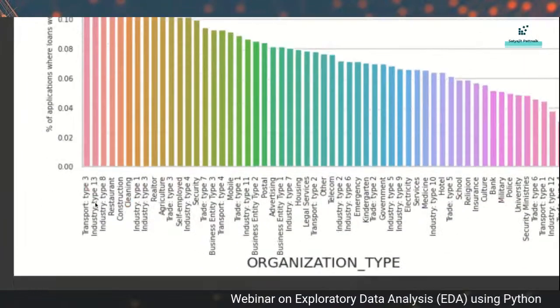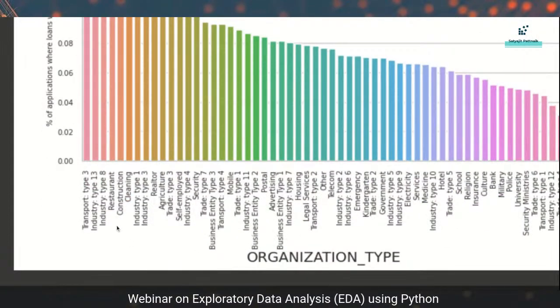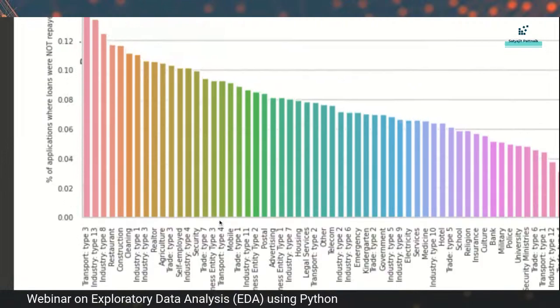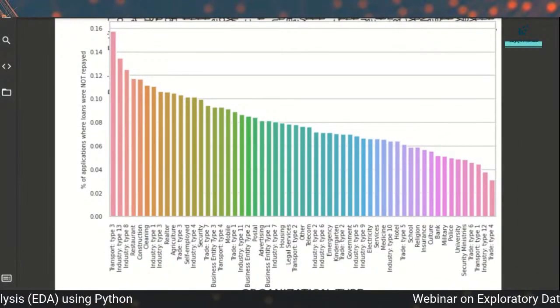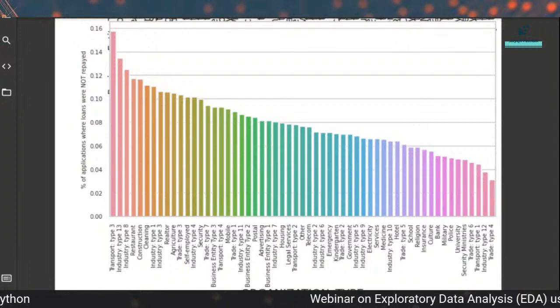And then we have industry type 13, and then industry type 8, and then restaurants, constructions, and so on. So this graph just goes down, because if you remember in the code, we set it as descending. For ascending, we set that as false. That's why we have everything in descending order.